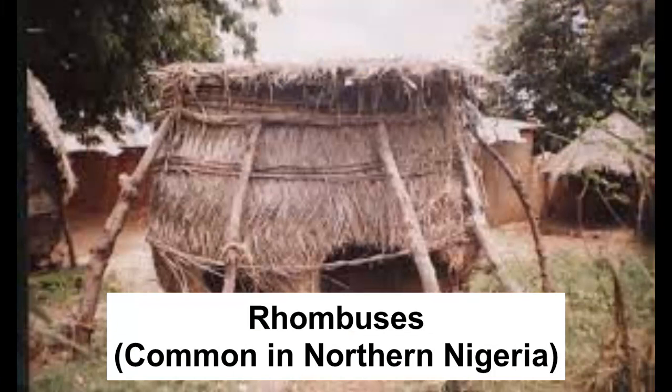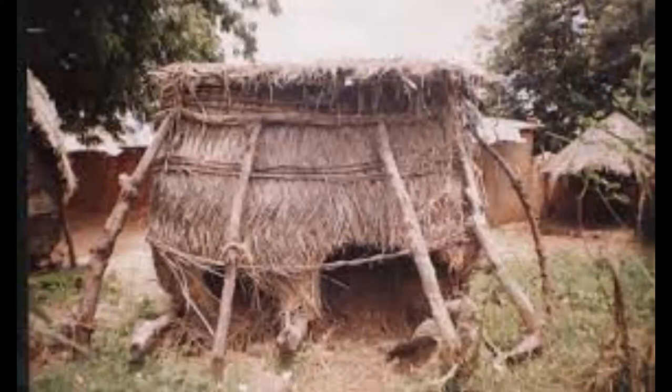Rhombuses. I hope you're taking notes. So this is a rhombus. A rhombus is a traditional type of grain storage common in northern Nigeria. It is made from mud with a raised platform and a thatched roof. They are used for storing grains like maize, millet, and sorghum. So this is an example of a rhombus, mostly found in northern Nigeria.